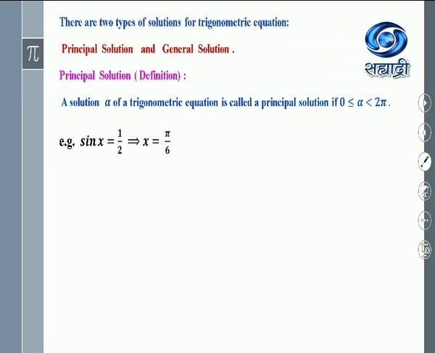Now we see one example. Sin x is equal to 1 upon 2. So obviously we get the answer x as pi by 6. Now, using the rules of allied angles, sin pi by 6 we can write as sin of (pi minus pi by 6), which is, finding the difference, 6 pi minus pi, that is sin 5 pi by 6, and its answer is again 1 upon 2.